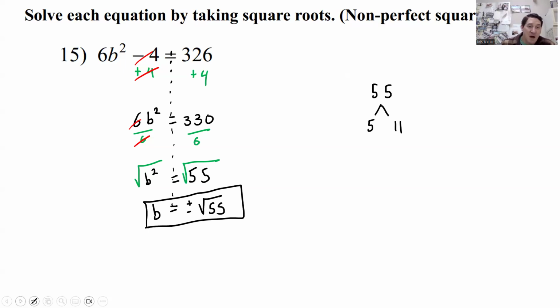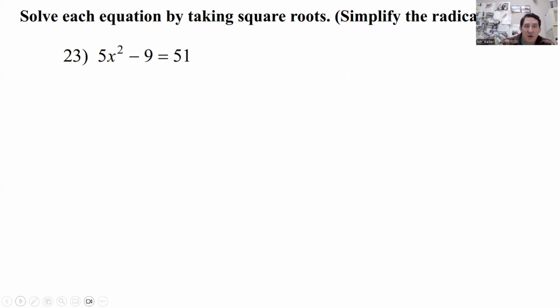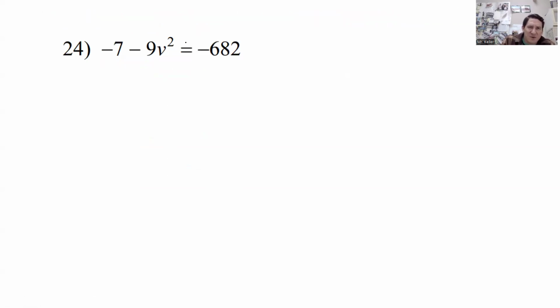All right. One more example I want to go over. Number 23. The radicals will simplify. Actually, yeah, let's do this one because there's more negatives. This one looks a bit harder.